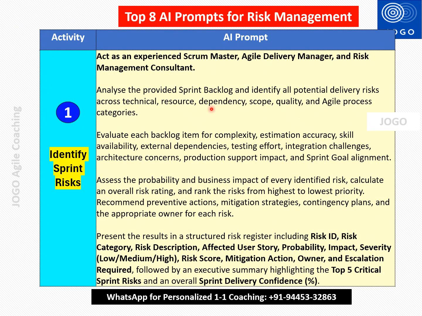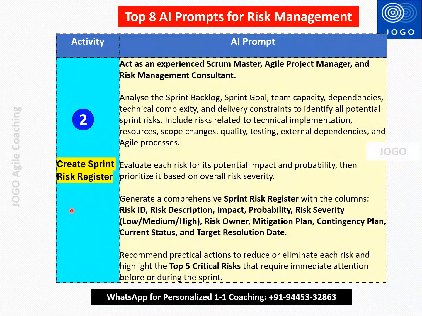So this is the first AI prompt that will help to identify the sprint risk. Hope this is clear. Now let us get into the next prompt. So the next prompt is to create a sprint risk register.